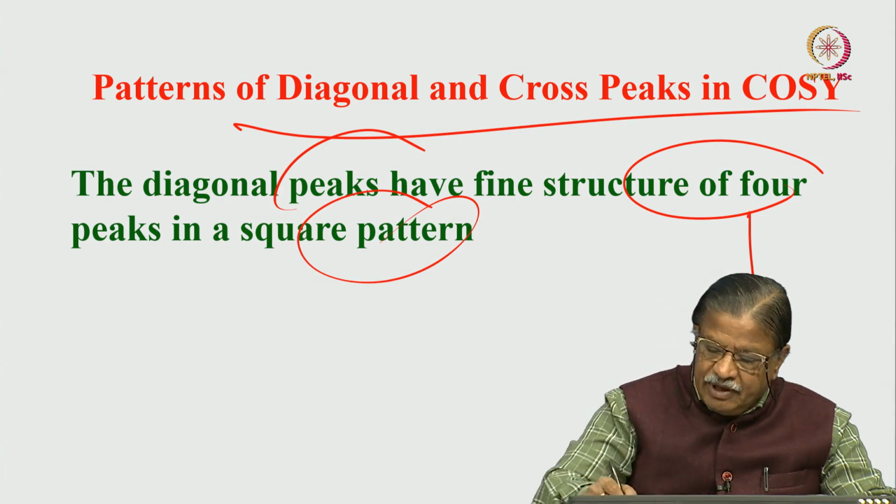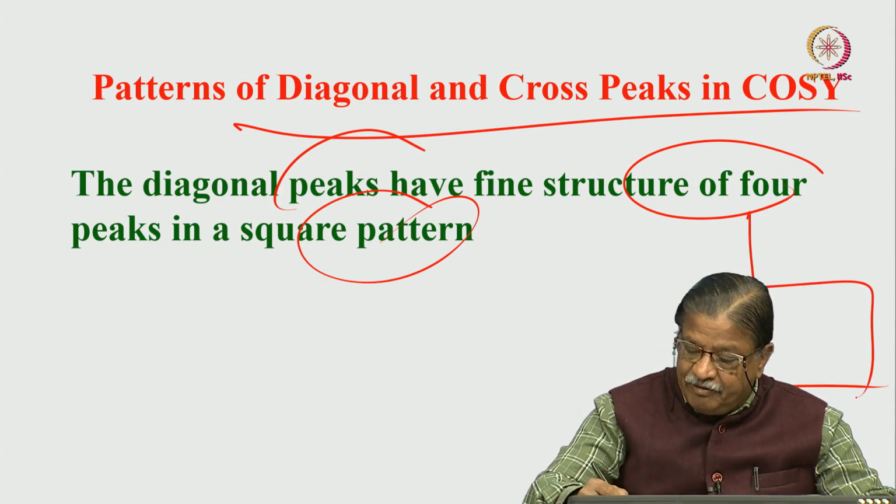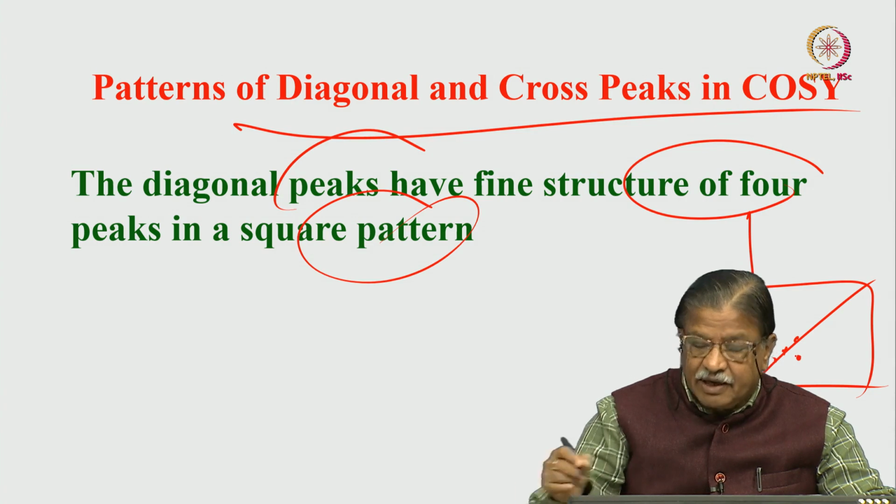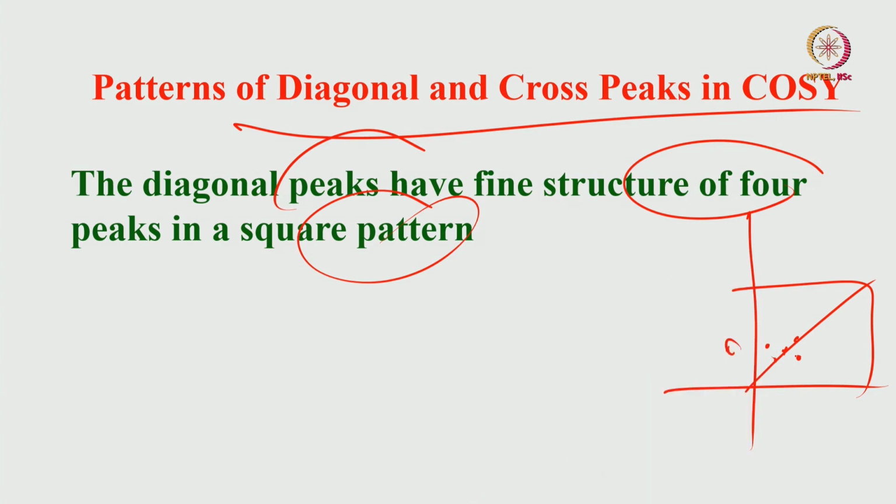Why does it come? If I take this diagonal peak, let us say this is the chemical shift of A, it will have 4 peaks in the square pattern. Why 4 peaks? Because A is split into a doublet because of X. Similarly, X will have 4 peaks in the square pattern. Diagonal peaks have a fine structure of 4 peaks, and this separation corresponds to JAX.